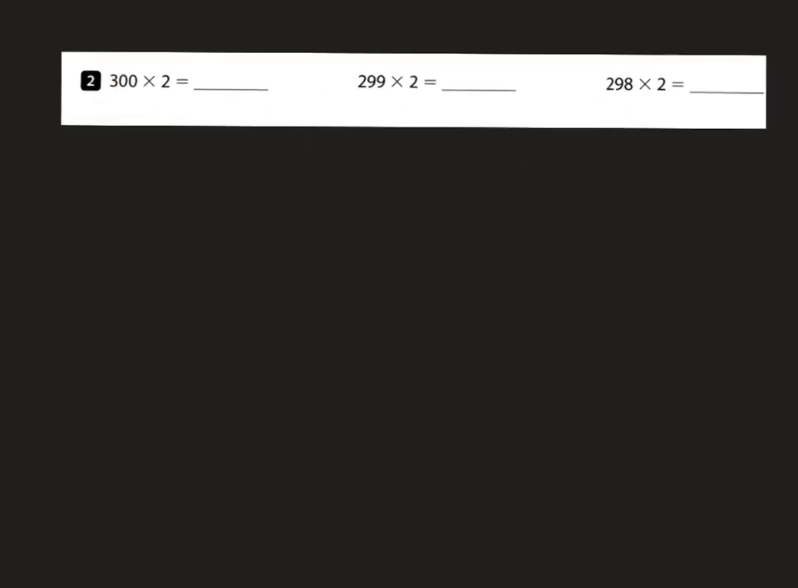Alright, number 2. Let's start off with 300 times 2. So remember, let's find our basic multiplication fact, which is 2 times 3, which is 6. And then how many zeros do you see? You see a total of 2 zeros. Add 2 zeros. 300 times 2 is 600.